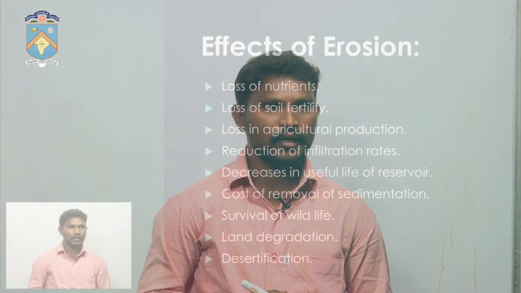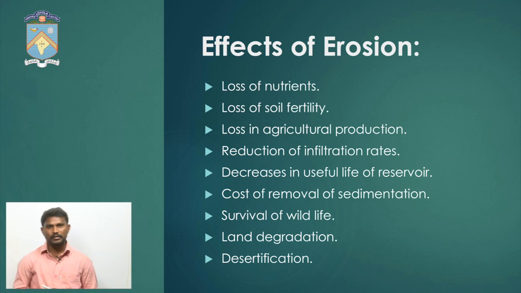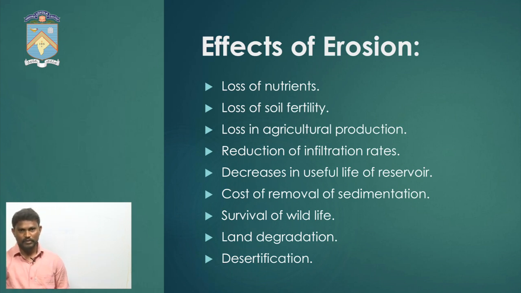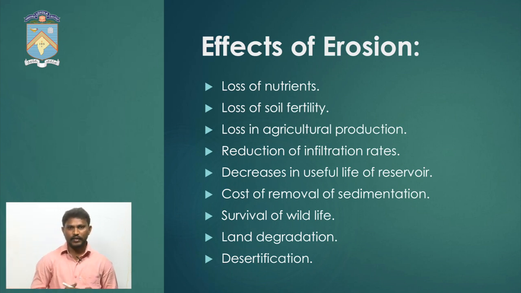There are some problems we are facing because of this soil erosion. First, we are losing the nutrients because of this erosion process. How do we lose the nutrients? The uppermost topsoil is eroded through some agents. Along with the water or wind, we are losing the nutrients. That means the topsoil is moving from one place to another place, so we are losing the fertile soil. If we lose the fertile soil, the productivity also decreases.